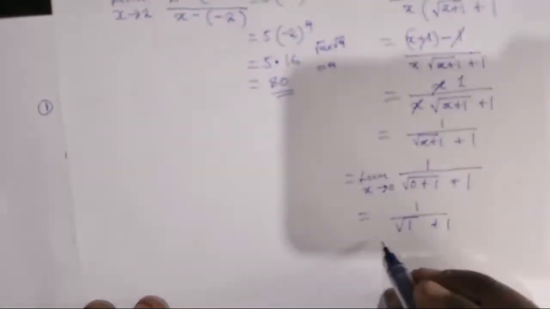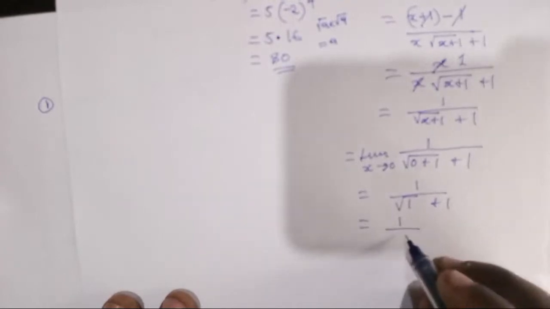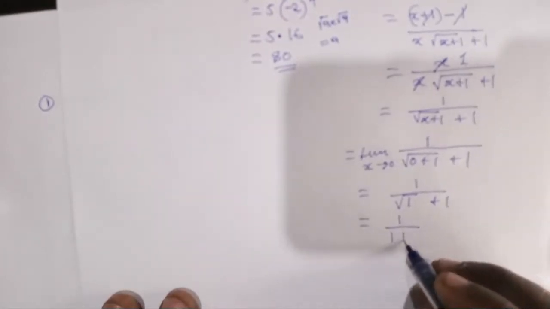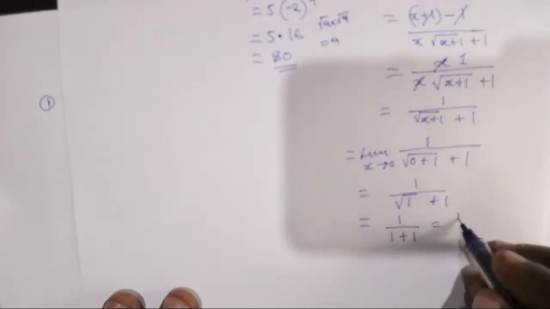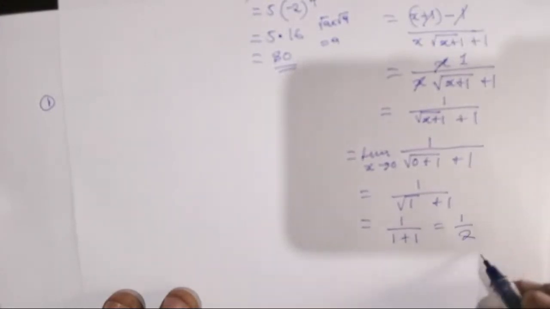We are going to have log 1 plus 1, which will be equal to... we all know that log 1 is 1. So here we have 1 over 1 plus 1, which will be equal to 1 over 2. So this is our second answer.